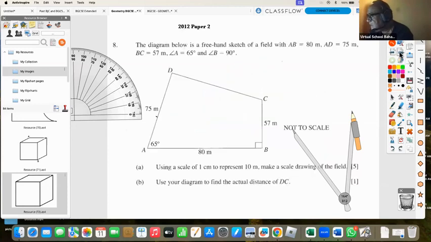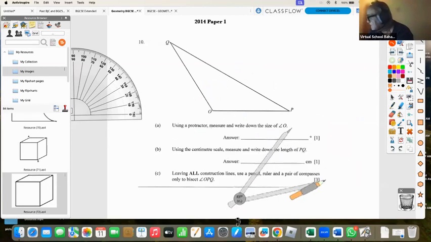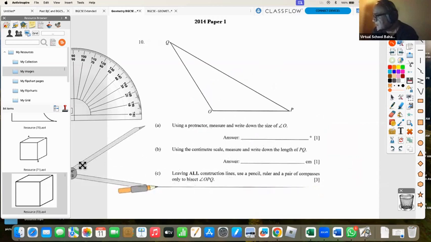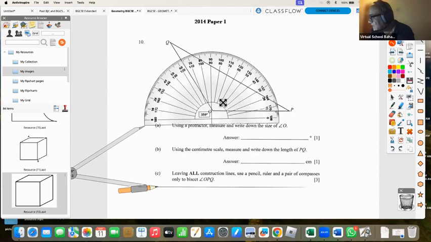Well, we did that one. Okay, this is another one. You see what they were telling us here? This is a 5-point question. Use your protractor. Measure and write down the size of angle O. Again, most times they're going to test you on this.